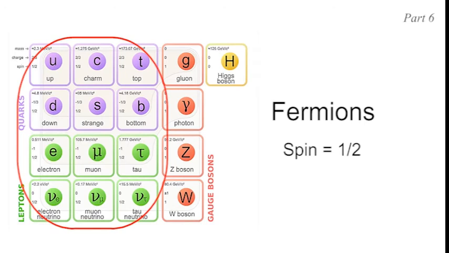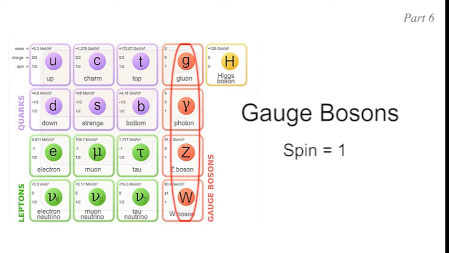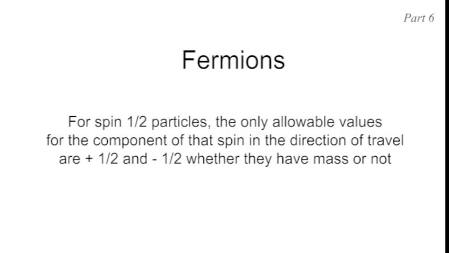Fermions are spin-a-half particles and have to be handled using a different type of statistics to bosons, which are integer spin particles. Unlike with our discussion of bosons, fermions can definitely only have two possible spin values of the components of their spin along the direction of motion, whether they have mass or not. This is a general rule of quantum mechanics, that for spin-a-half particles, the only allowable values for the component of that spin in the direction of travel are plus a half or minus a half. Again, this is true whether they have mass or whether they are massless.